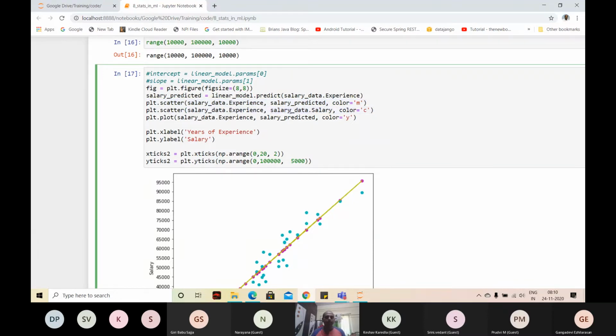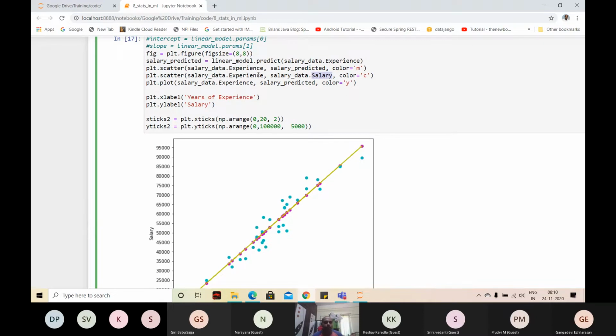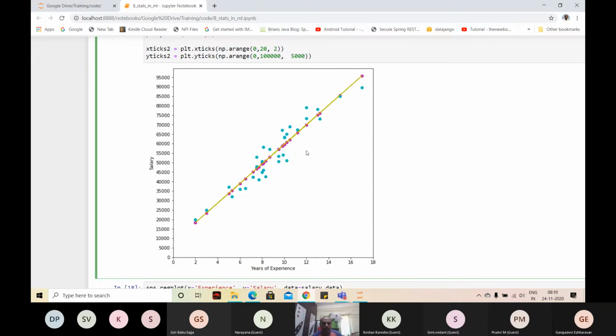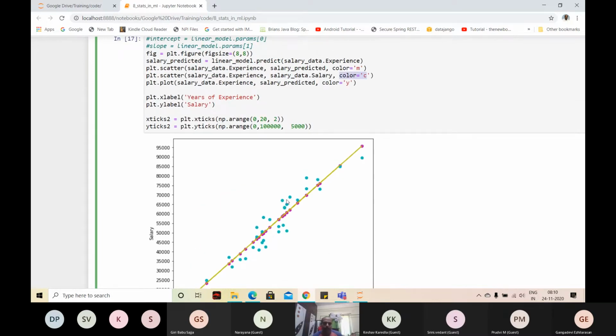Okay. So for the experience and real value, this is the predicted value, and this is the actual value. I gave the color as C. See this? All these dots, they are not in a line. Why? Do you know why? These C green dots are not in a line like the magenta dots. Why are they not in line?